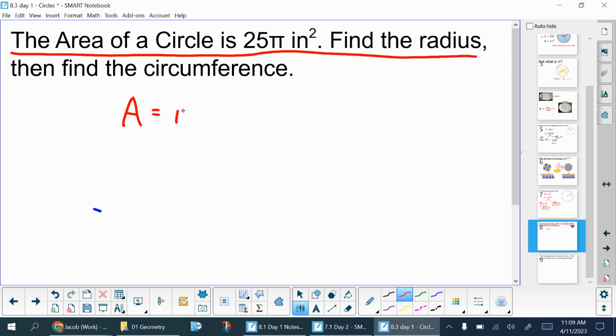I'm going to start off with my area formula, pi times r squared, and plug in what I know. Now the area is 25 pi. That pi is part of the area. It cannot go away. You can't just write 25 or it's definitely going to be wrong.